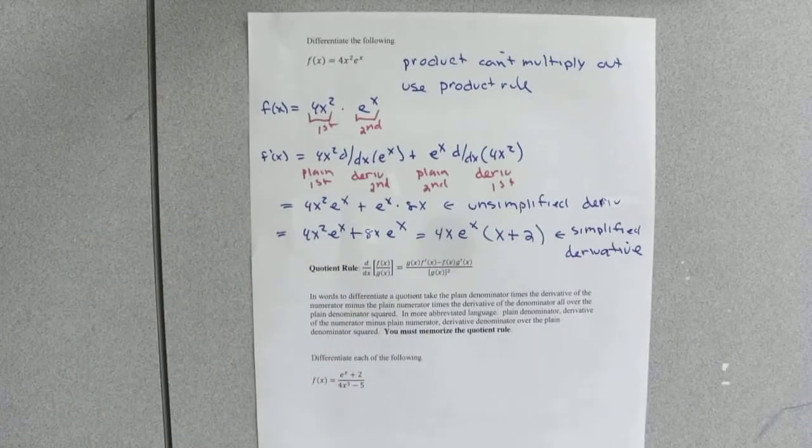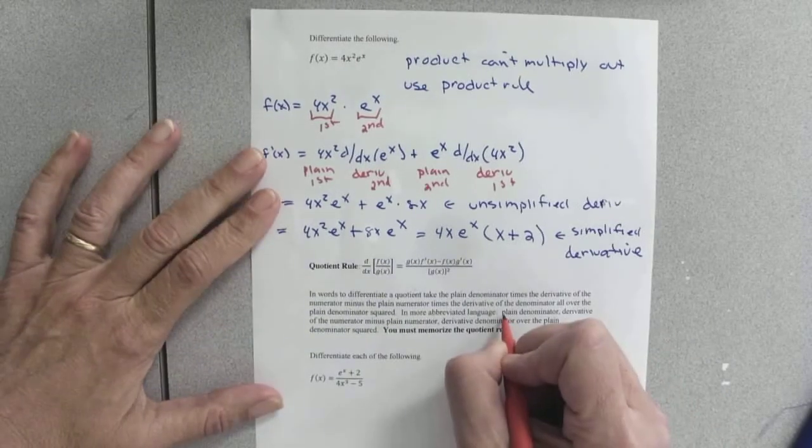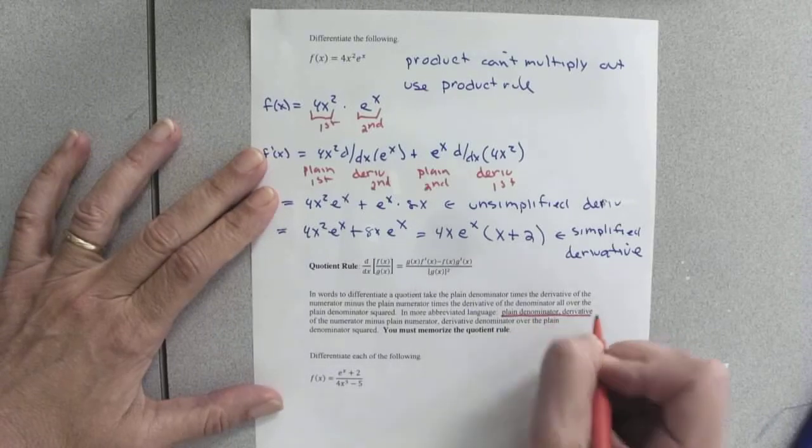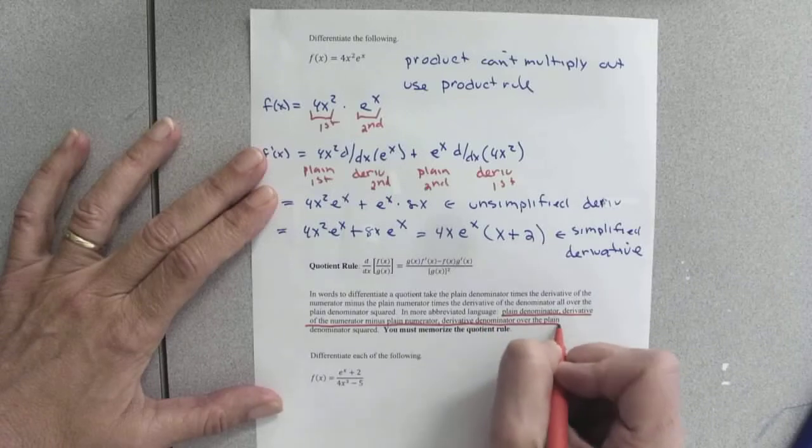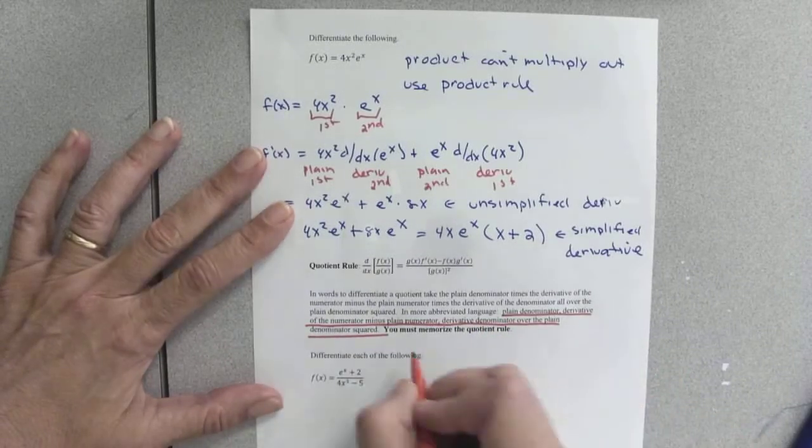Okay, our last major rule, the quotient rule. And there it is in symbols: the derivative of f of x divided by g of x is g of x, f prime of x, minus f of x, g prime of x, all over g of x quantity squared. Again, somehow you have to memorize it. I'm just going to refer to the numerator and denominator. And cutting to the chase, it says this: plain denominator, derivative of the numerator, minus plain numerator, derivative of the denominator, over plain denominator squared.